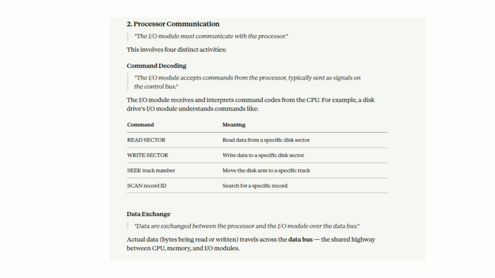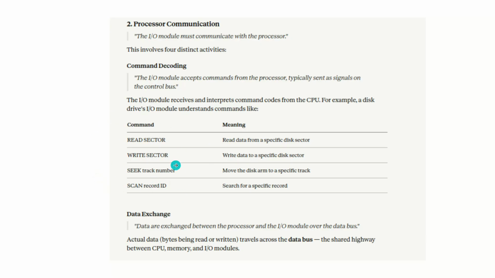So if you see here, command decoding means the IO module would accept commands from the processor and typically send signals on the control bus, right? So the IO module would receive some commands from the CPU and interpret them. For a disk drive, the IO module understands commands like read sector, write sector, seek track number, and scan record ID. Read sector reads from a specific sector, write sector writes data to a specific sector, seek moves the disk arm to a specific track, and scan record ID searches for a specific record. These commands can be understood.